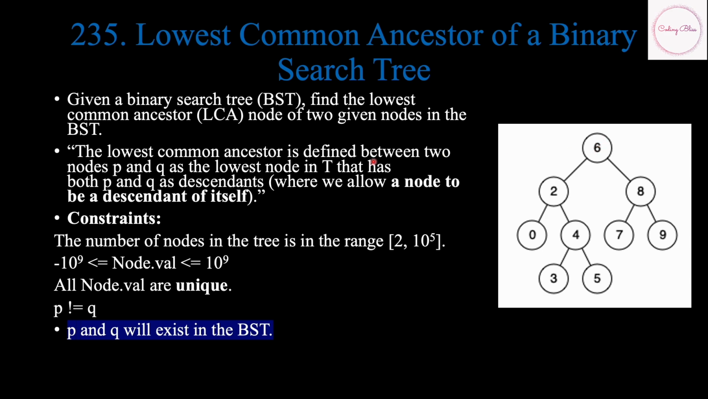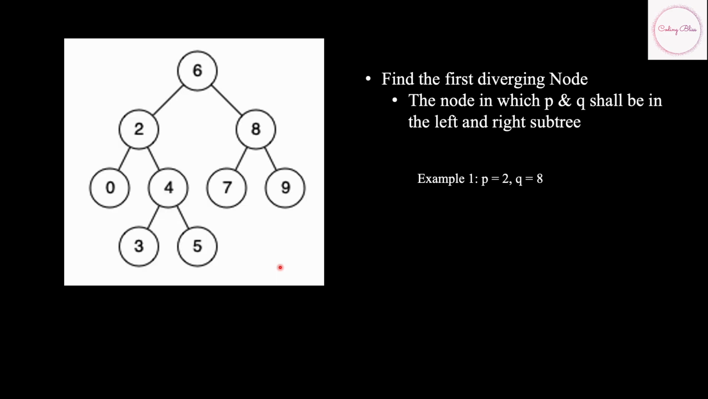Okay. Now let's also look at the constraints. It's mentioned that P and Q will exist in the BST. This is very important. So we don't have to handle a corner case where the nodes are not present. Okay, so I think the question is clear. Now let's jump in and try to find the intuition here.